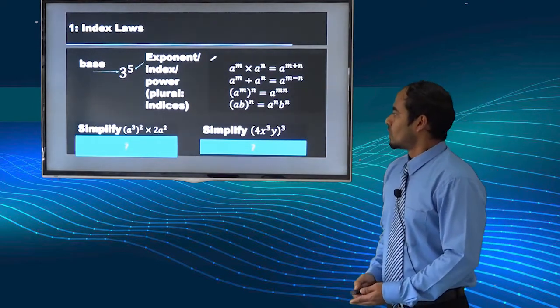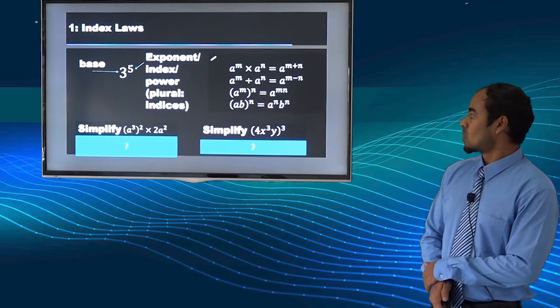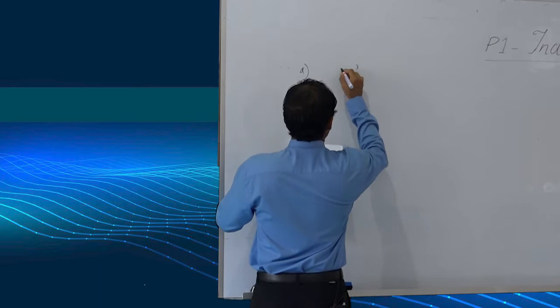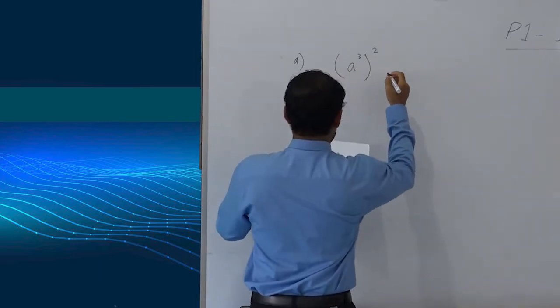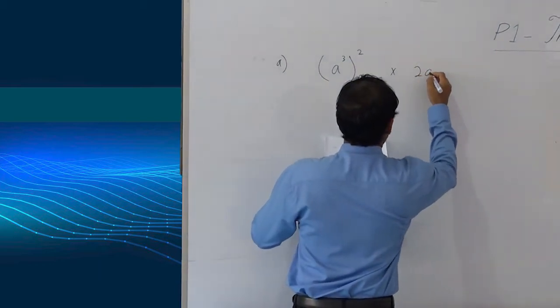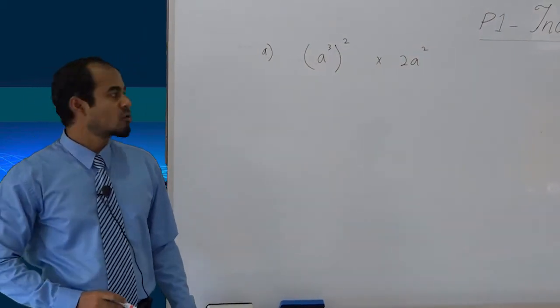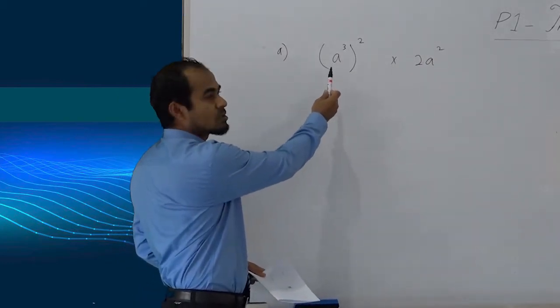So let's do a small example. The first one is a to the power 3 all to the power 2, times 2a to the power 2. Now, when you want to do this one, first of all, you need to work it out this way: a to the power 3 to the power 2 times 2a squared. Well, the first thing that you need to do is remove the bracket here. You need to remove the bracket.